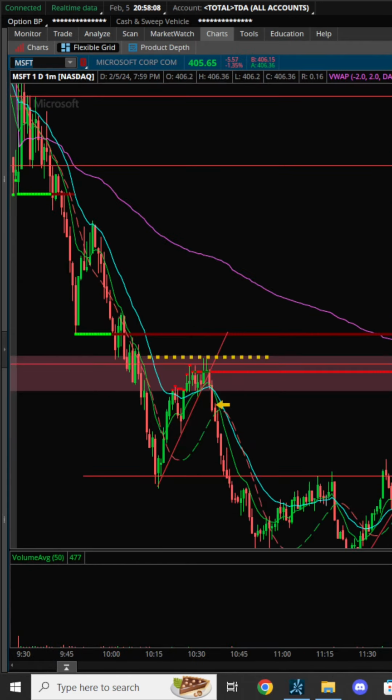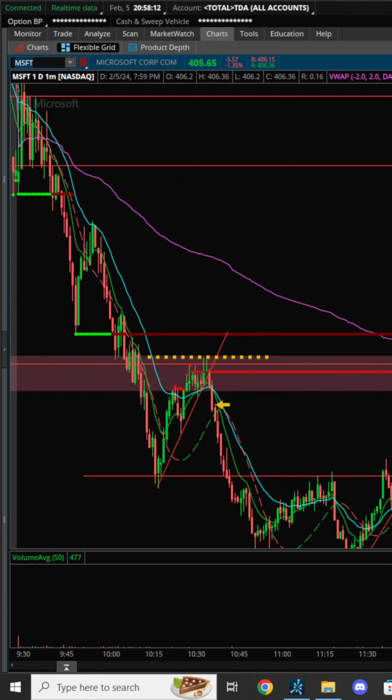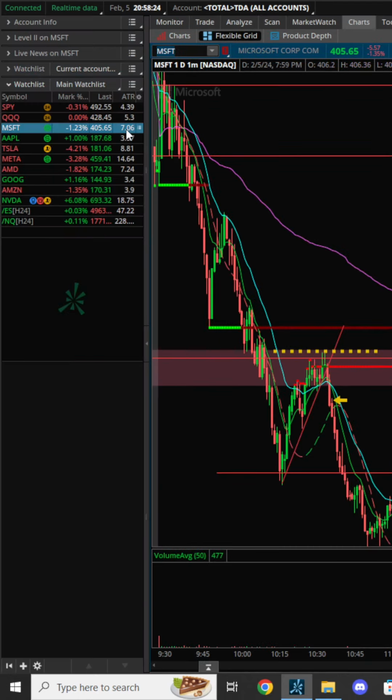However, Microsoft's trade worked and AMD's didn't. The difference here is that Microsoft was not at the end of its ATR, while AMD was. They both roughly have an ATR of 7, meaning most days they only trade in a range of about 7 points and not usually beyond that.